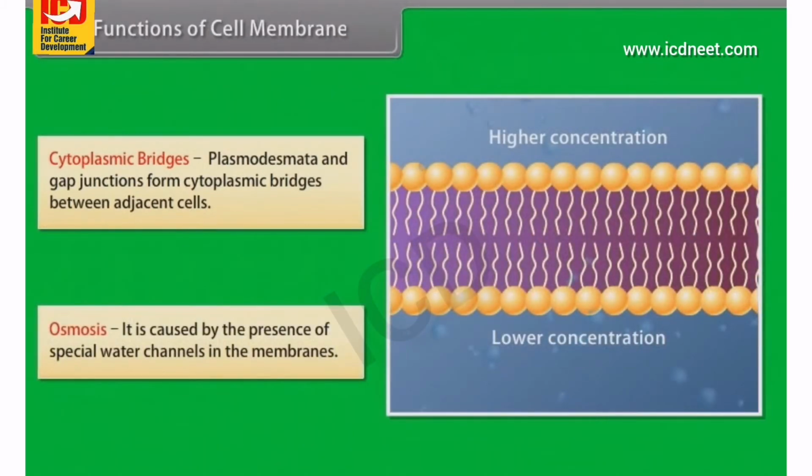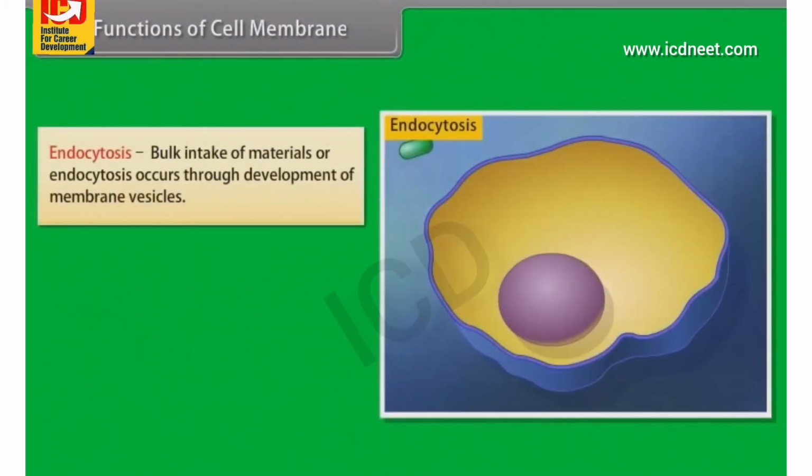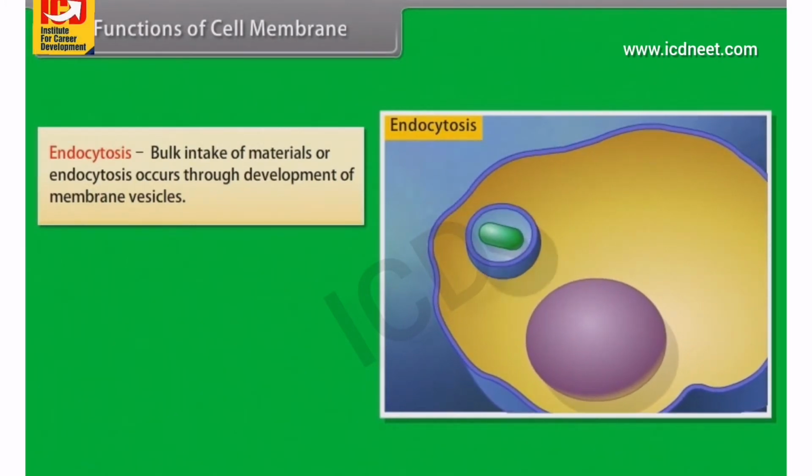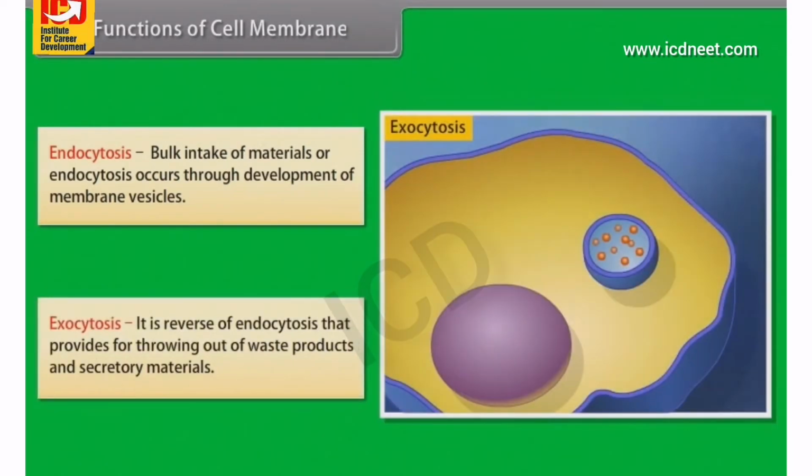Osmosis. It is caused by the presence of special water channels in the membranes. Endocytosis. Bulk intake of materials, or endocytosis, occurs through development of membrane vesicles. Exocytosis. It is the reverse of endocytosis that provides for throwing out of waste products and secretory materials.